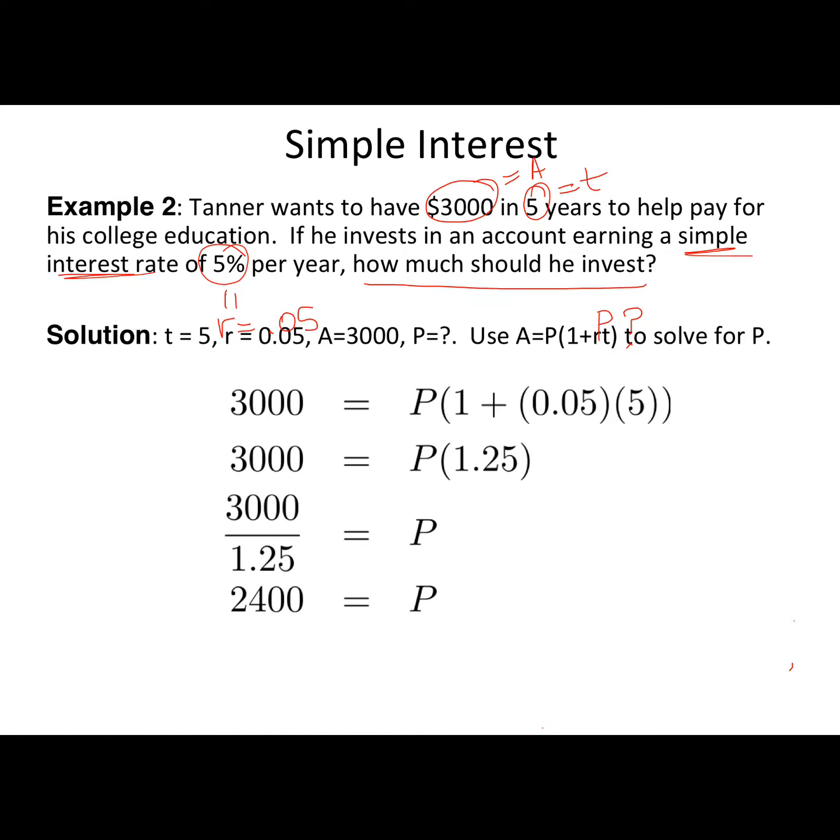All right, so we just plug everything in. We need to solve for P. So first I added this stuff on the right. You just type that into your calculator and you get 1.25. And to solve for P, we divide by 1.25. So the principal was $2,400. So Tanner should invest $2,400.